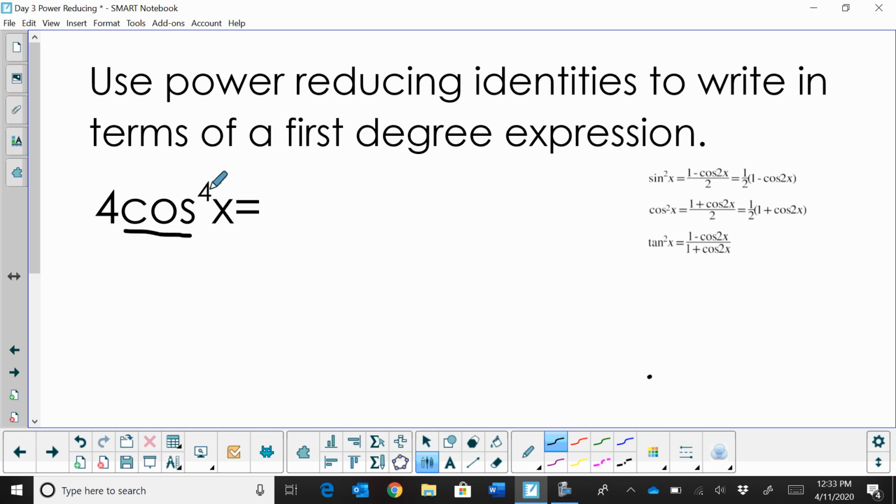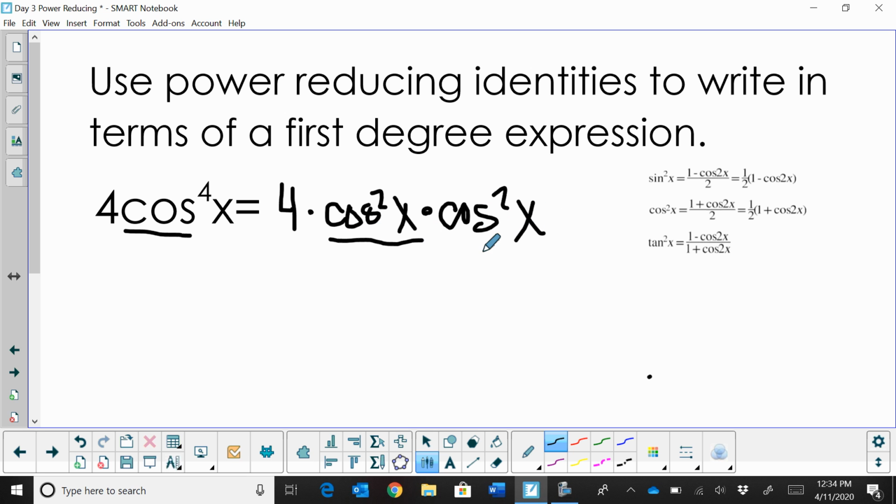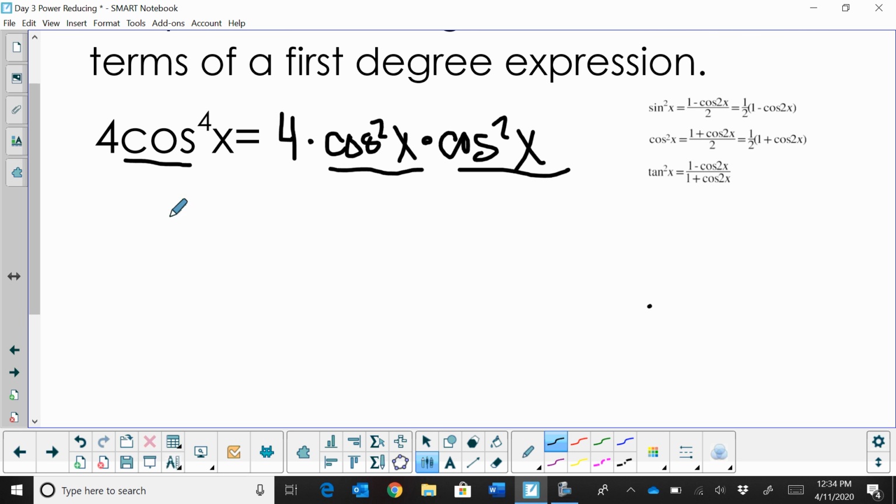So we have 4 cosine to the 4th x. Now we don't have a 4th degree power reducer. So what we've got to do is separate this into 4 times cosine squared x times cosine squared x. So we're going to have to power reduce twice, one for this cosine and one for that cosine. So let's bring this down, and we're going to have 4 times, well, the power reducer for cosine squared is 1 plus cosine 2x all over 2.